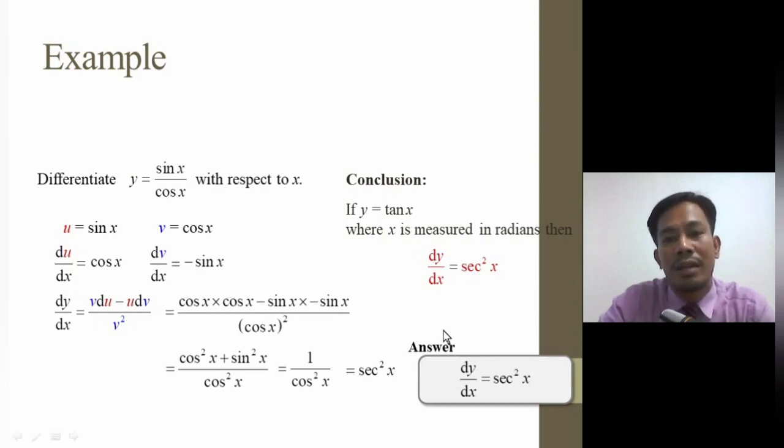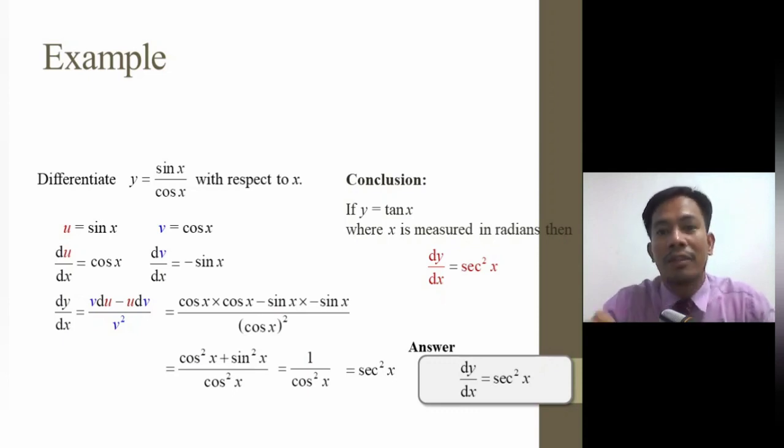then dy over dx when y is equal to tangent x is equivalent to secant squared x. So I'll repeat and summarize everything. If you have sine x, finding the derivative of that is always cosine x, or the derivative of sine x is cosine x. The derivative of cosine x is negative sine x, and the derivative of tangent x is secant squared x.